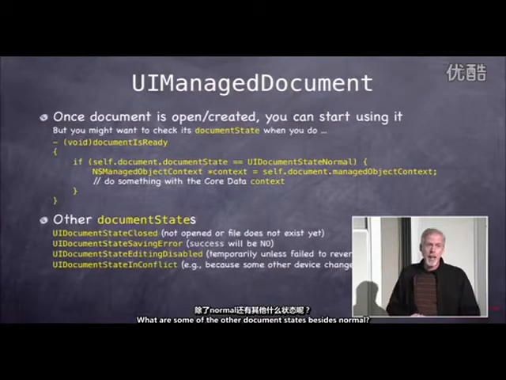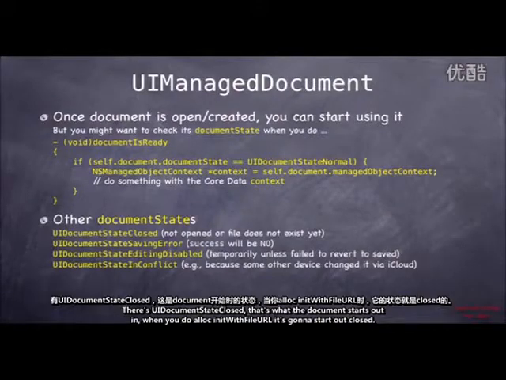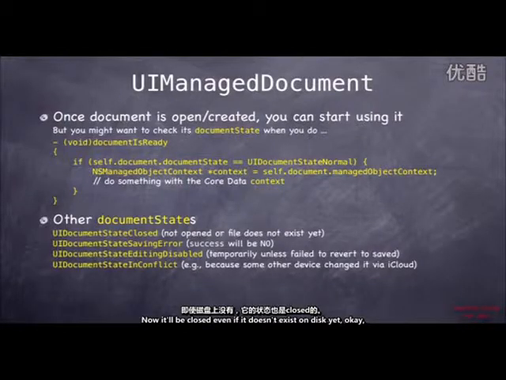What are some of the other document states besides normal? There's UI document state closed. That's what the document starts out in. When you do alloc init with your file URL, it's going to start out closed. Now, it'll be closed even if it doesn't exist on disk yet. In other words, you haven't created it. So when you see something in document state closed, you need to either open it or create it.